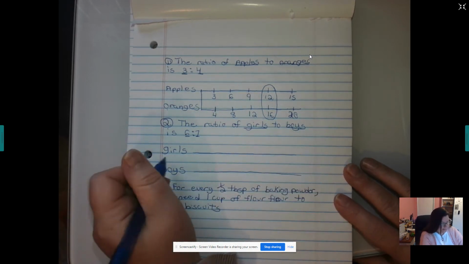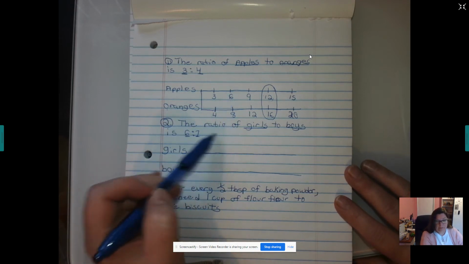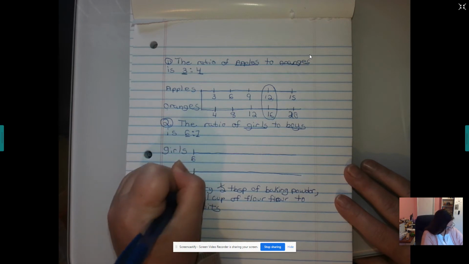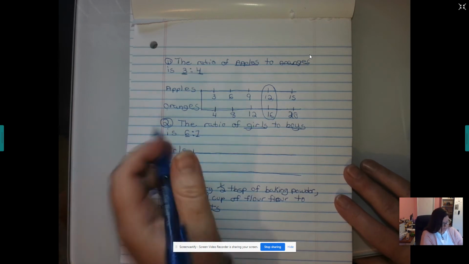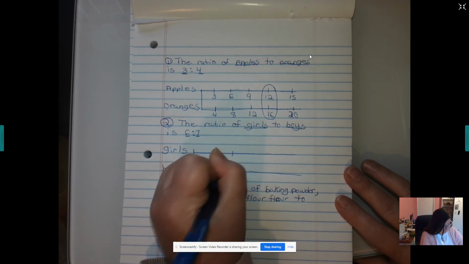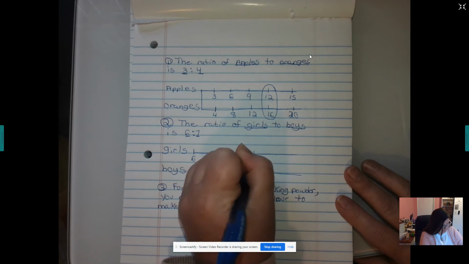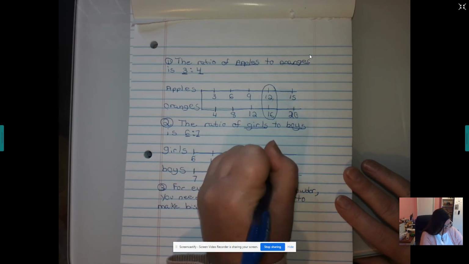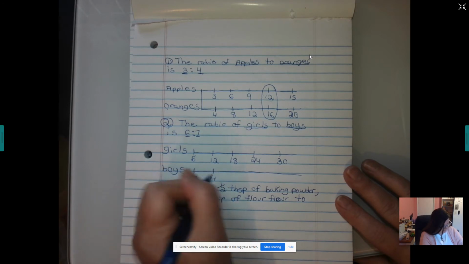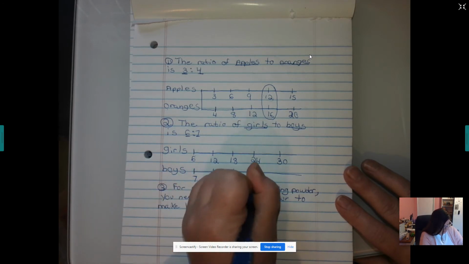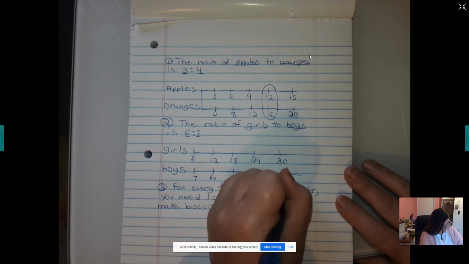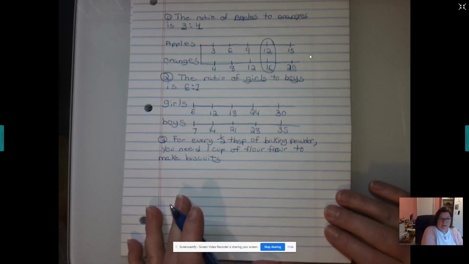Then I look back in that problem, and it's 6 girls for every 7 boys. So I'm going to count by 6s. 6, 12, 18, 24, 30. Down here, 14, 21, 28, 35. Then once I've got it, you can use it to answer questions.